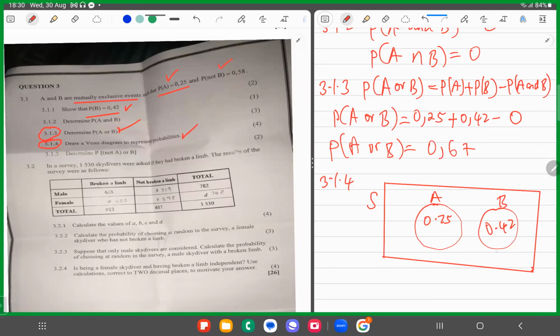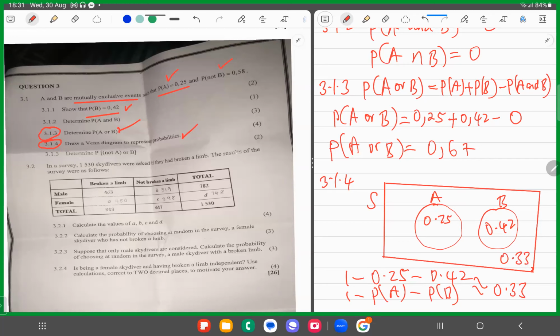So in the event that these two events do not occur, the probability outside is going to be 1 minus 0.25 minus 0.42. In other words, we have 1 minus the probability of A minus the probability of B. And this result is what? If you subtract everything here, you get 0.33. So this one is 0.33.